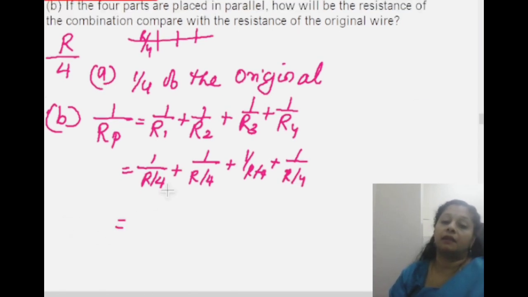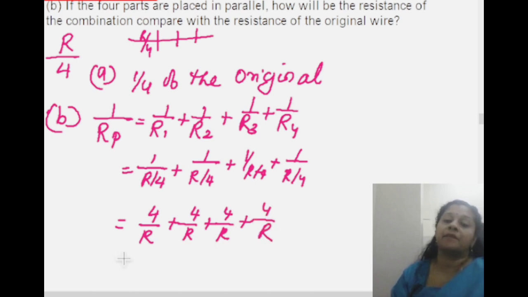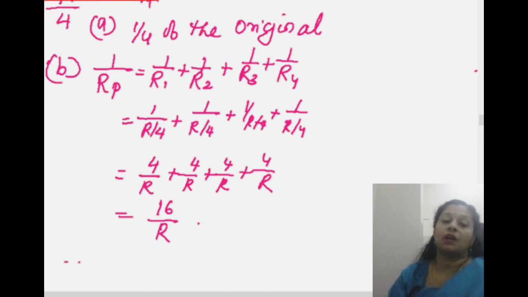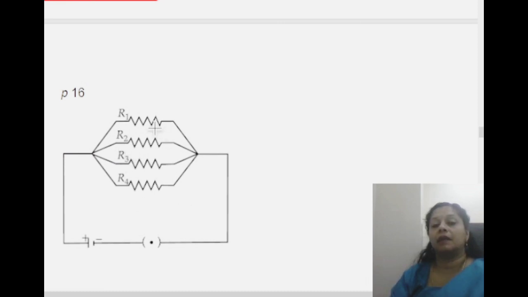So we can take the reciprocal: 4 by R plus 4 by R plus 4 by R plus 4 by R. So it is 16 by R. So Rp is R by 16. This is how we can connect them, 4 parallel ones, each one having R by 4 ohm.